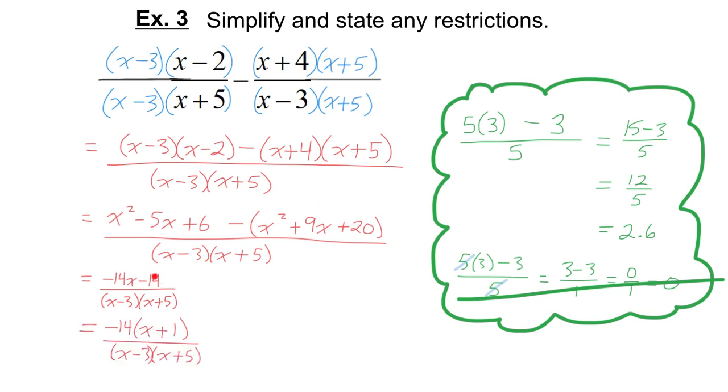Now when I factor this, I end up with this. Negative 14 is the common factor. I have x plus 1 as the other factor. All right, this is now simplified. Let's keep track of what our restrictions were from the very start all the way through. X cannot equal 3 or negative 5.